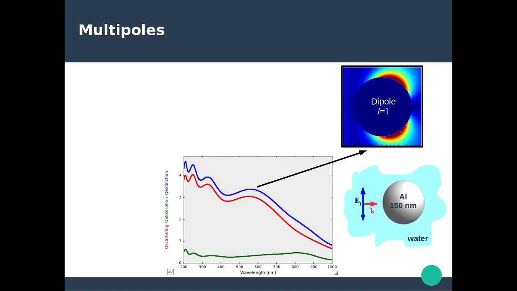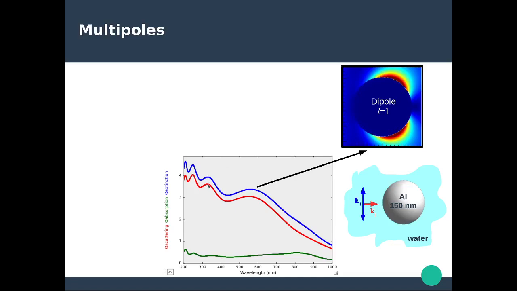So this is the aluminum nanoparticle when excited at this plasmon resonance, which is about 580 nanometers wavelength. And you see that you have a very strong local electric field intensity on both ends of the nanoparticle. So they are aligned with the incident electric field. So this is the dipole resonance, or L=1.